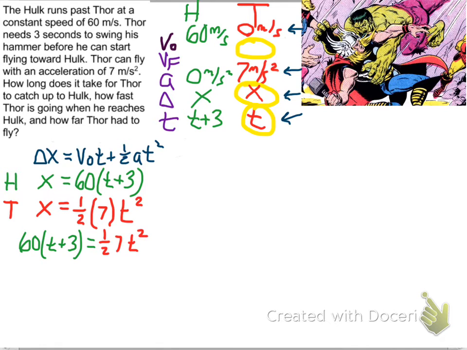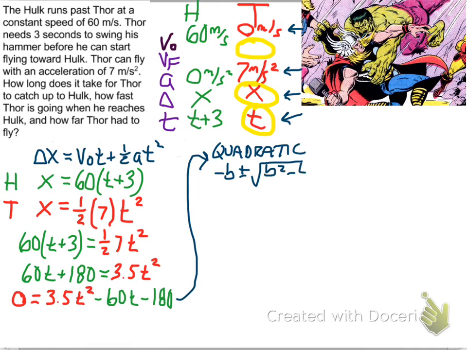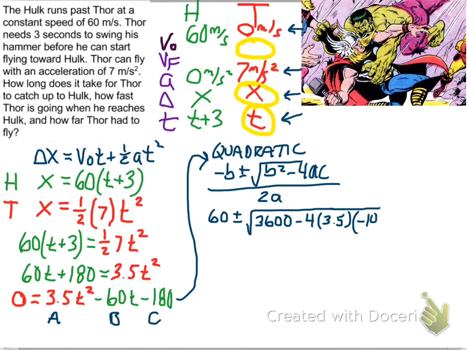Then, since both of those are equal to x, we can set them equal to each other. Make sure you distribute that 60. 60 times t and 60 times 3 gives us 60t plus 180. Then we can get everything on to the same side, and we can run this through the quadratic formula. And as you put in your variables, remember c is always the constant. That helps me get things lined up properly.